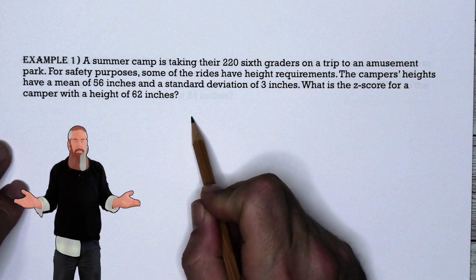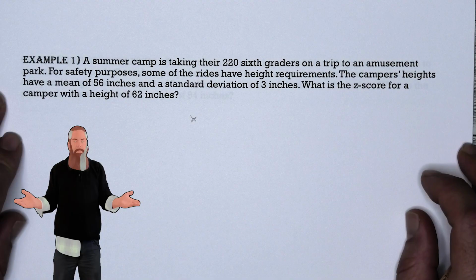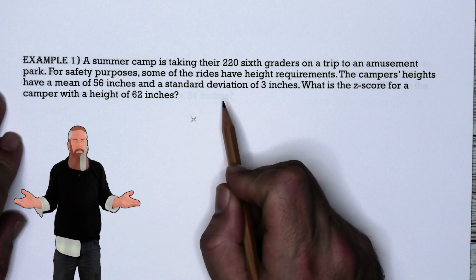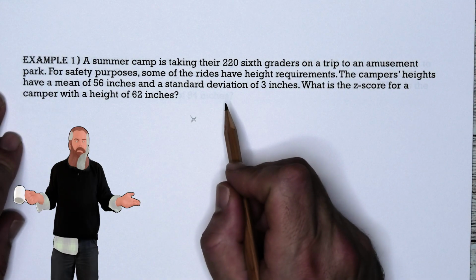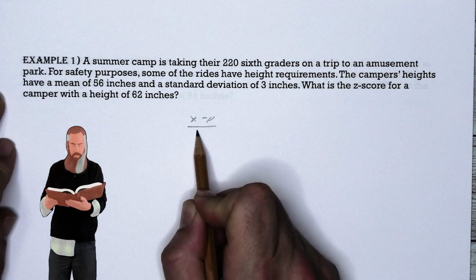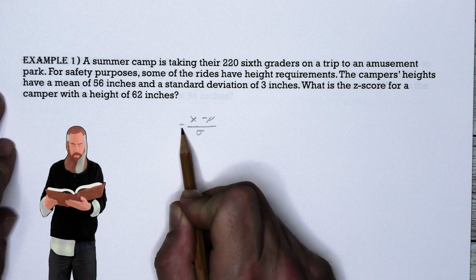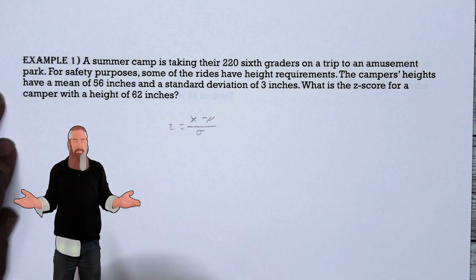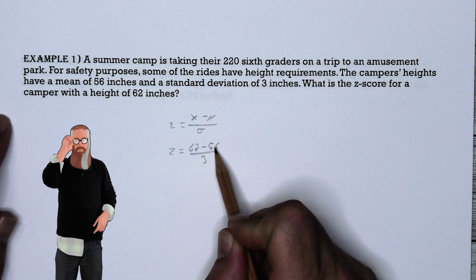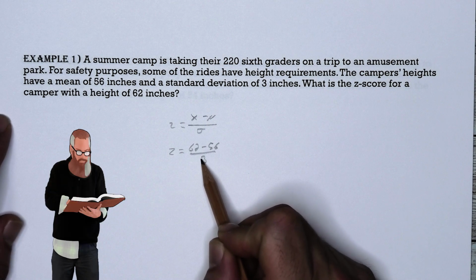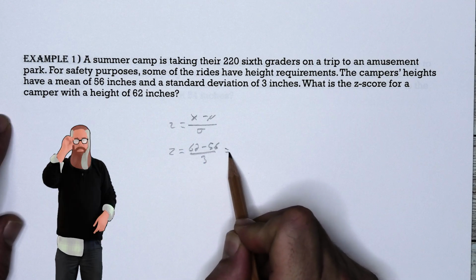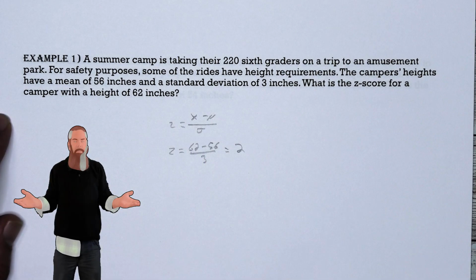The raw score will be represented by x. We're going to use the Greek letter mu to represent the mean, just as we used the Greek letter sigma to represent deviation. So x minus mu. Now we're going to divide all of that by the standard deviation to find the z-score, with the camper's height being 62 and the mu being 56. They gave us a standard deviation already of 3, so we simply substitute those values in and do those calculations to get a z-score of 2.